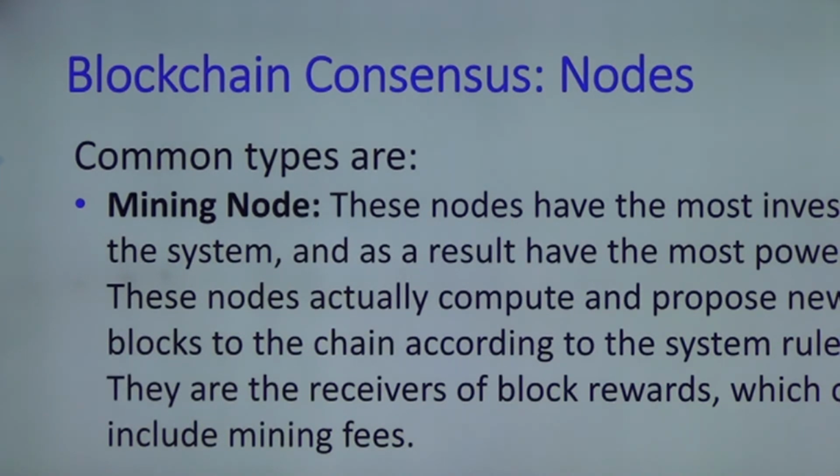Okay, so in blockchain and consensus there are different types of nodes. There is a node which is called a mining node. A mining node is only interested in generating a new block. Okay, heavy investment goes into a mining node, and mining nodes have the most invested in the system, as a result have the most power. These nodes actually compute and propose new blocks to the chain according to the system rules. So these are the receivers of block rewards, which often include mining fees. So they get mining fees and rewards, so people invest here.